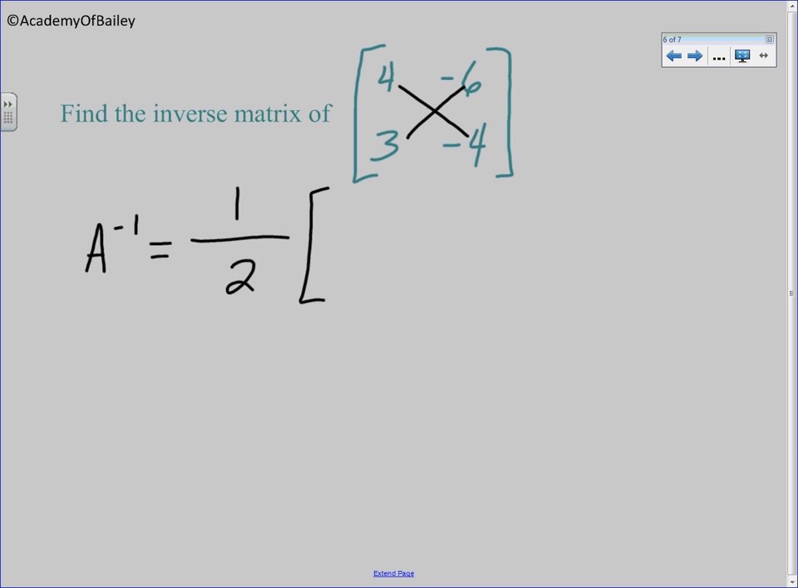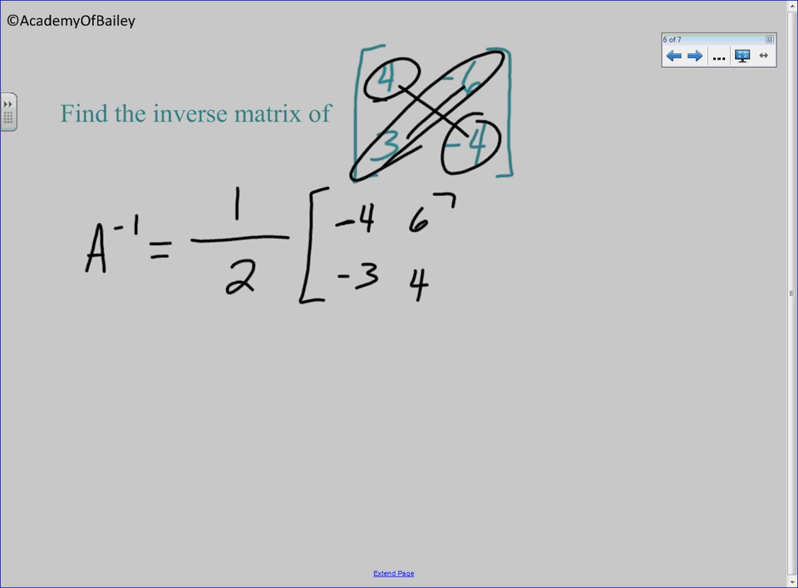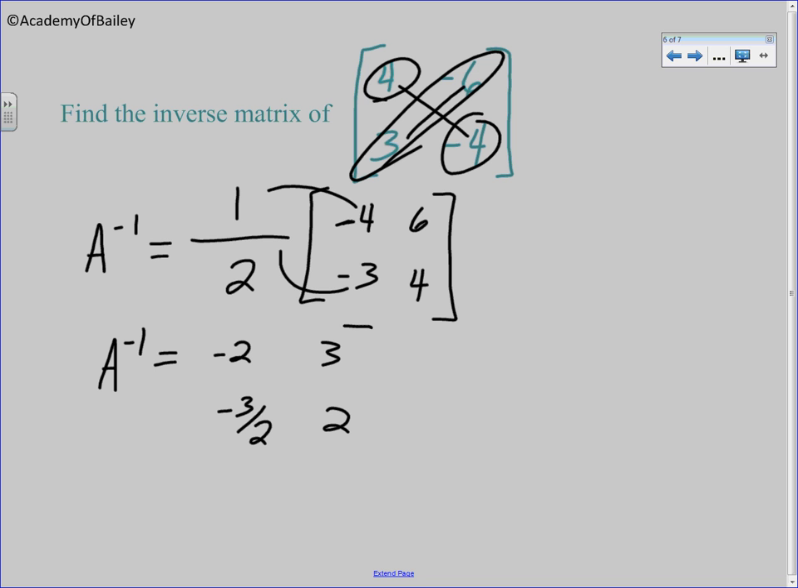Now we're supposed to trade places. For -4, trade places. And then these two numbers become opposites. This is a -3, and then -6 is a +6. So I really don't need that positive sign there. And then so let's go from here. 1/2 of -4, 1/2 of -3, 1/2 of 6, and 1/2 of 4. There's the inverse matrix.